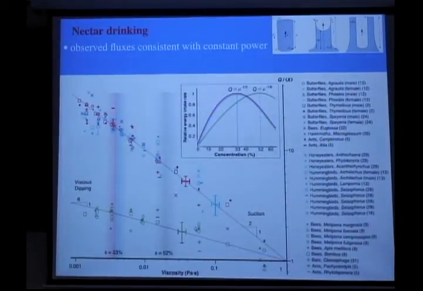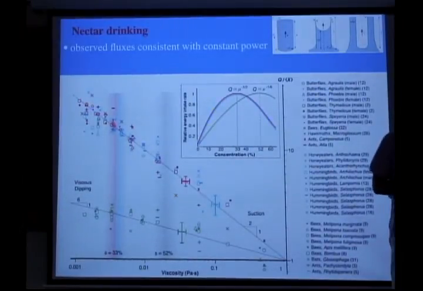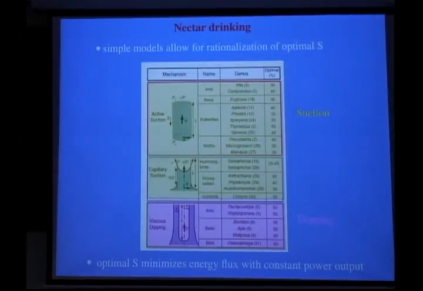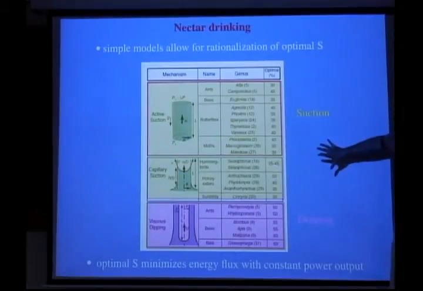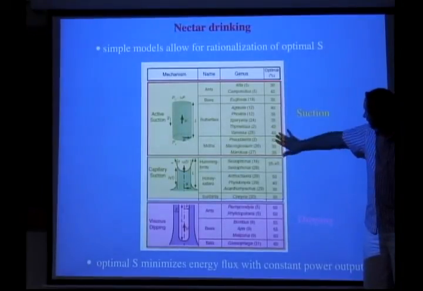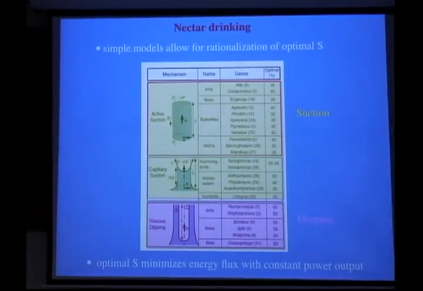But again, a general rule in biology is also that things are always more complicated than you think, so one should try to be modest with one's claims. But nevertheless, we see here that this relatively simple model has allowed us to rationalize the observed optima for this active and capillary suction as well as these viscous dipping. Okay. And so the guiding light, basically what's being optimized is the energy flux subject to the constraint of constant power output from the creature.